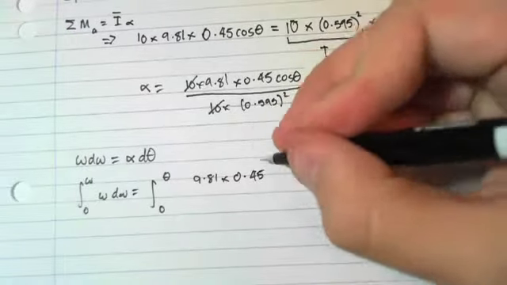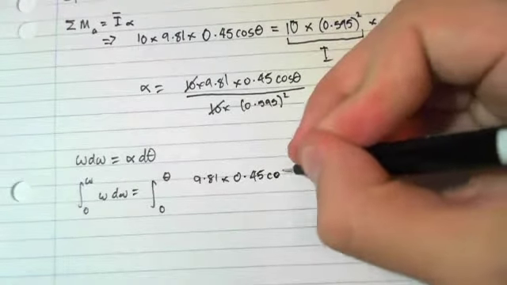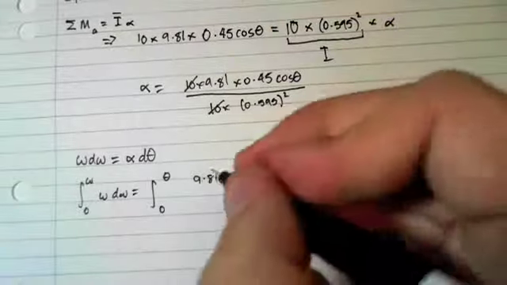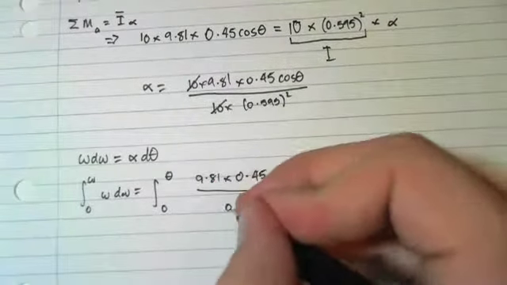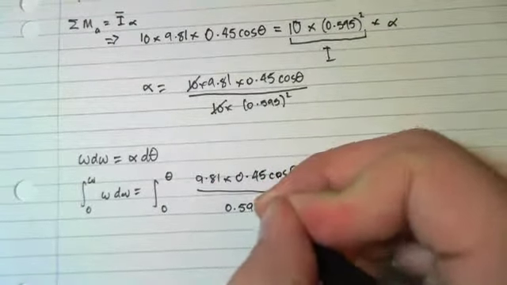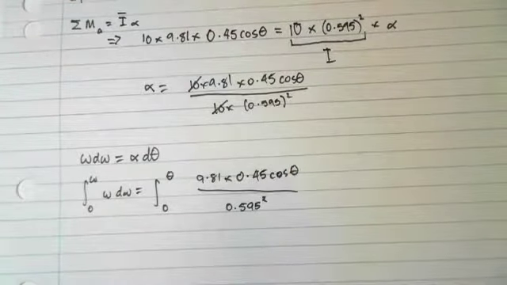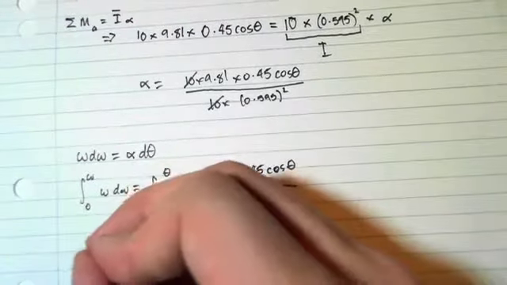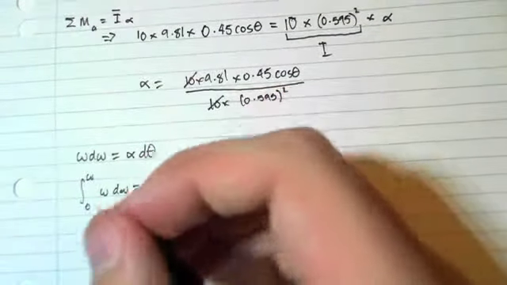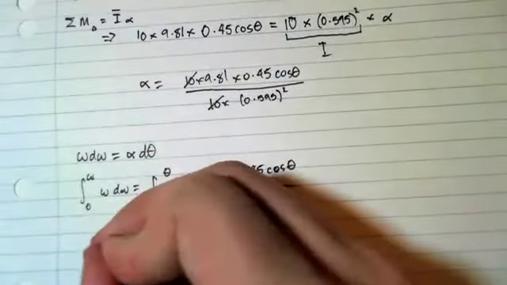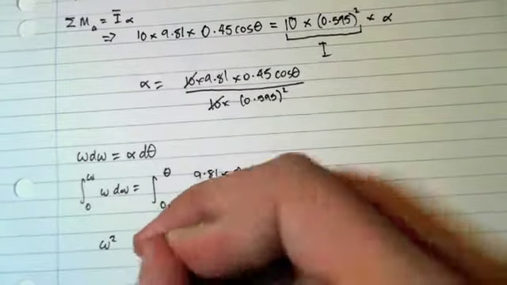0.45 cosine theta on 0.595 squared. Now the next thing that we see is that we get omega squared on 2. So what I'll do is, when we've integrated the left hand side we get omega squared on 2. I'll just make that omega squared and bring the 2 to the other side.